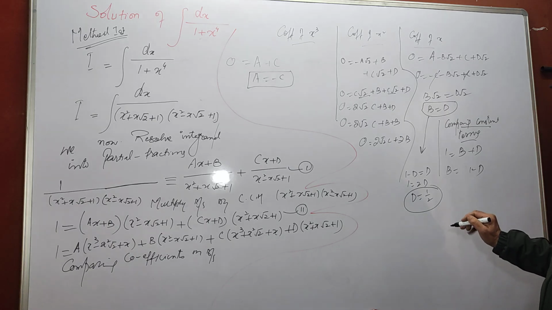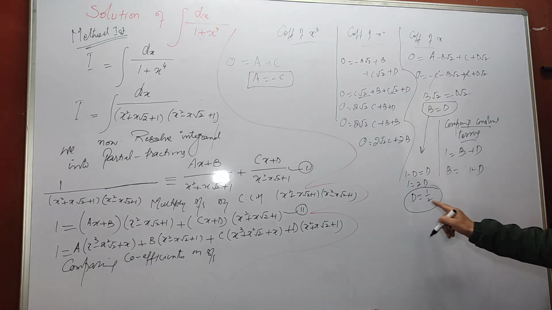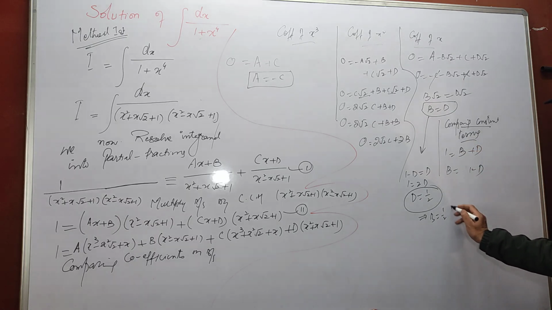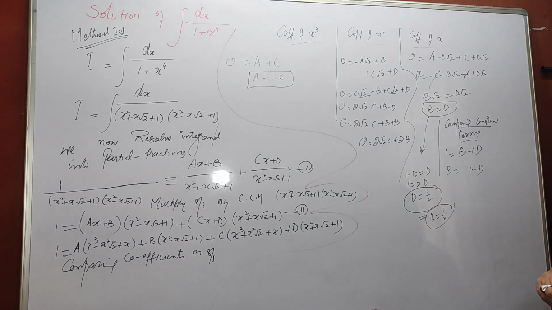D is 1 by 2. So when you have d 1 by 2, but b is equal to d, that implies b is also 1 by 2, because there b is equal to d. So b is 1 by 2, d is 1 by 2.